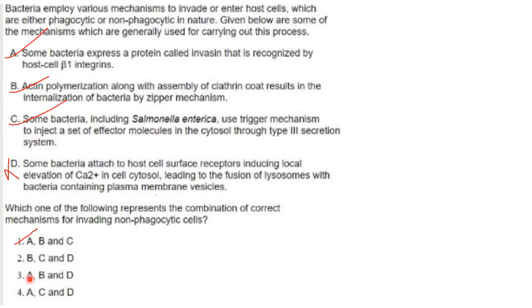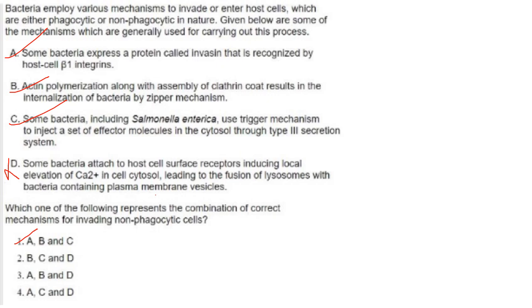That I already told just now when we did zipper mechanism. So that's correct. Actin polymerization along with the assembly of clathrin coat results in the internalization of bacteria by zipper mechanism. That's also correct. Some bacteria including Salmonella enterica use trigger mechanism to inject a set of effector molecules in the cytosol through type 3 secretion system. That is also correct. These are the 3 points that I explained just now.